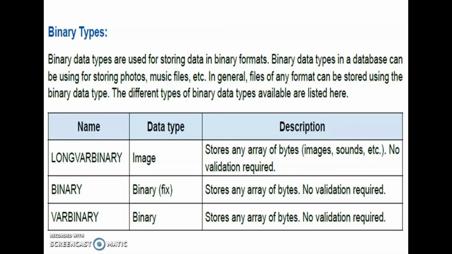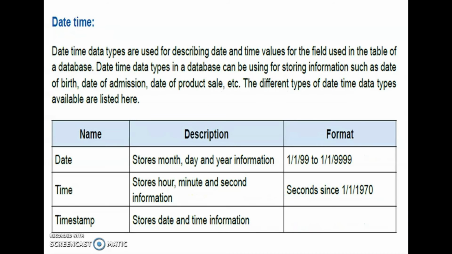Okay. Binary data, that means images, music files, photos, everything we can store by using this binary type of data. Okay. The next one, date and time. You know about this. Date and time we can store in a particular field by using this data type. Date time data types are used for describing date and time values for the field used in the table of a database.